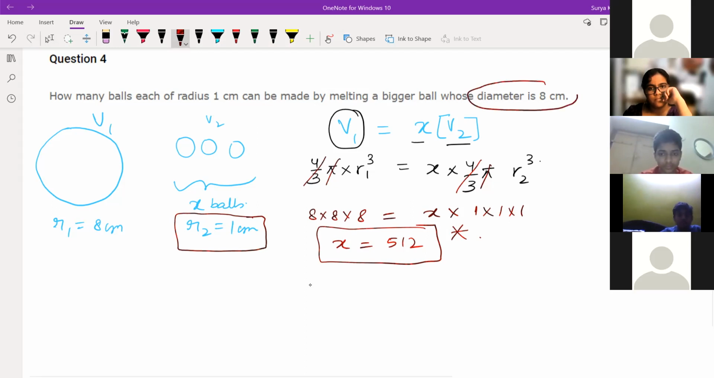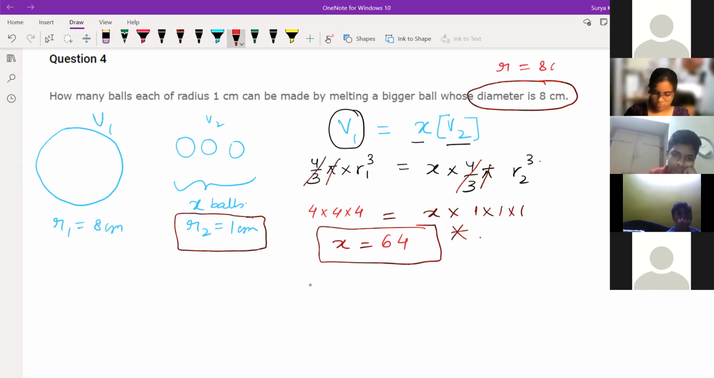This is the diameter here. So we have to use 4. So then it will be 64. Yes, correct. So we have to write here 4 into 4 into 4. The answer is 64, because you have to write R is equal to 4 centimeter, not 8 centimeter. Sir, I got 512. That is wrong, no? Because we have taken the diameter. So this is not the radius. This is your diameter. 8 is the diameter, so we have to write the radius here, right? So the radius is 4 centimeter. So the answer is 64. Nice, Bhumika.